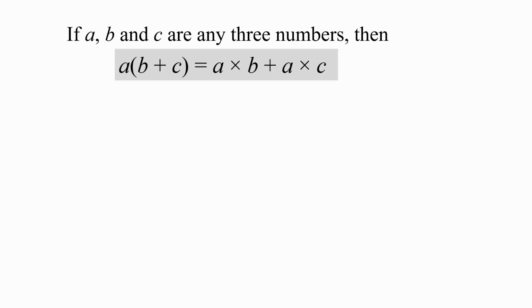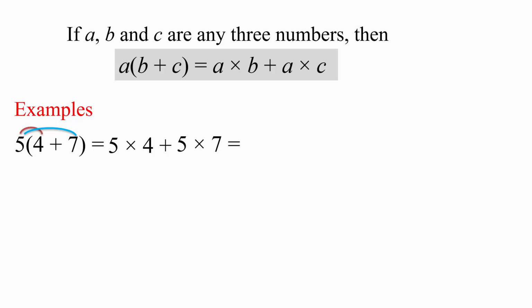Let's suppose A, B and C are any 3 numbers. Then if we follow the method that we've just found, we can write A bracket B plus C when expanding the brackets will give us A times B plus A times C. Now here are some examples of that. Again, using just numbers, we have 5 bracket 4 plus 7. Expanding the brackets, we have 5 times 4 and then 5 times 7. And working each of those parts out, 5 times 4 is 20 and 5 times 7 is 35 and the sum is 55.